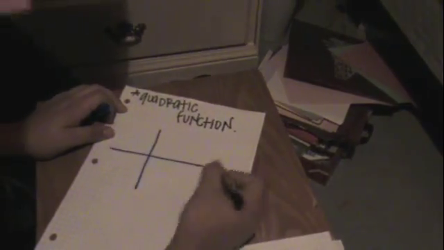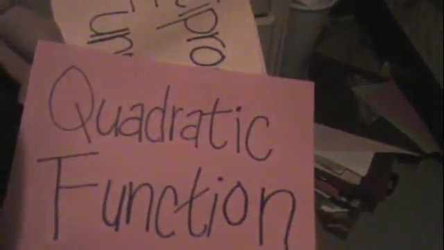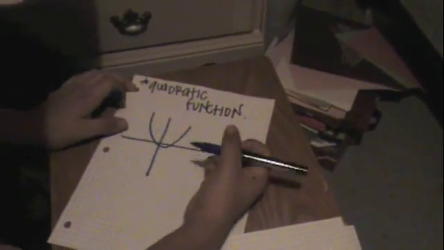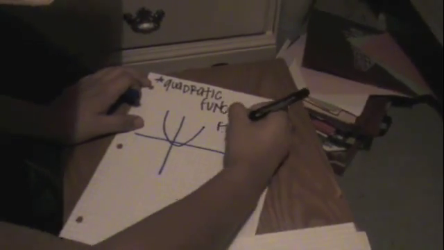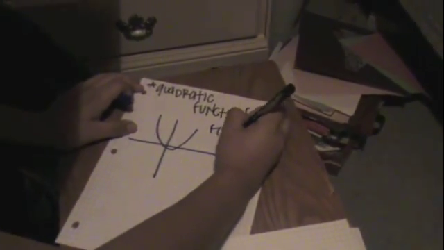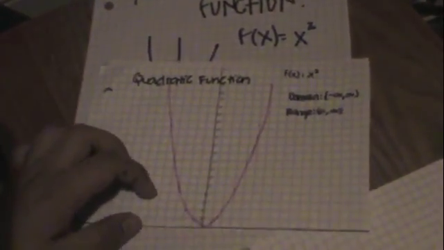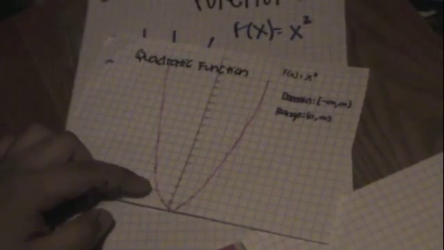Next one is gonna be the quadratic function. So the quadratic function looks like a U right here. And the equation for it is gonna be f of x equals x squared. This is how it should look like. And the domain is gonna be from negative infinity to positive infinity. And the range from 0 to positive infinity.